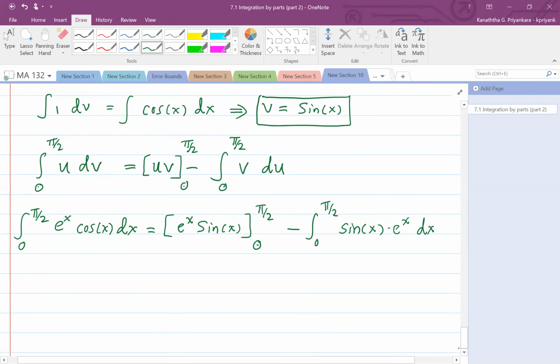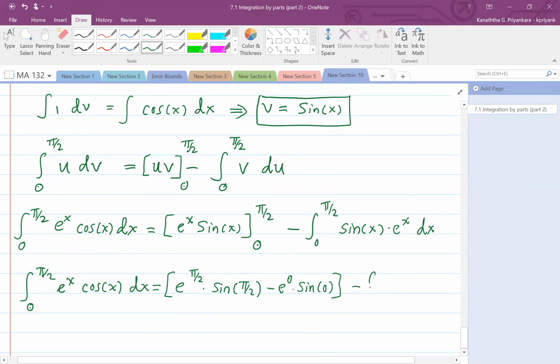Now let's evaluate this integral: 0 to pi over 2 e to the power x cosine x dx. So we can evaluate this term. First substitute pi over 2, so we get e to the power pi over 2 times sine pi over 2, minus, now we are going to substitute 0, e to the power 0 times sine 0.